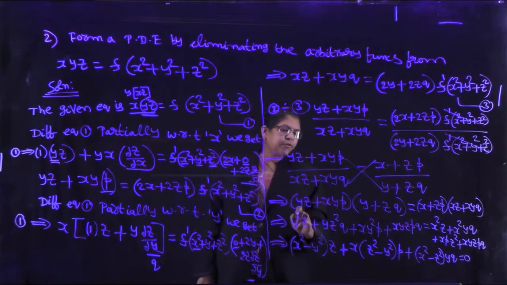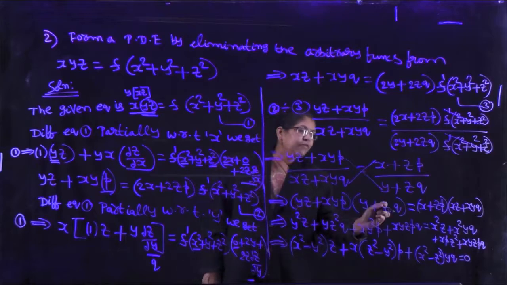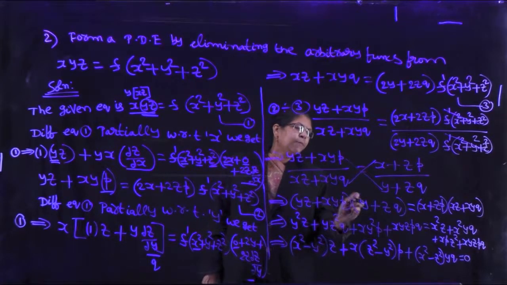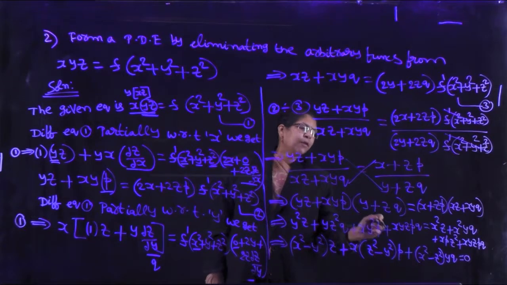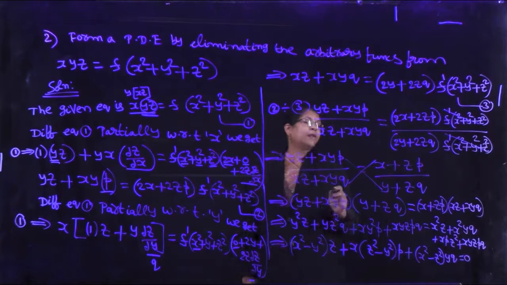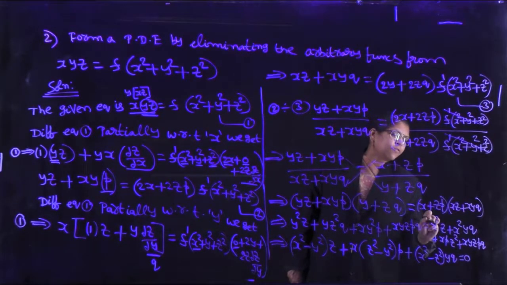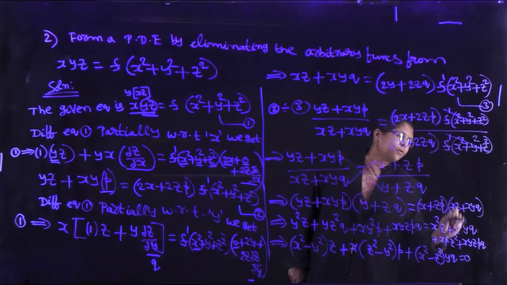yz into y is y²z, yz into zq is yz²q, plus xyp into y is xy²p, plus xyz into pq, equal to, multiply the two factors in the RHS also: x into xz is x²z, x into xyq is x²yq, plus zp into xz is xz²p, plus zp into xyq is xyz pq.